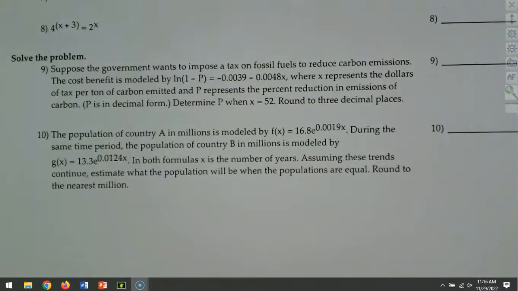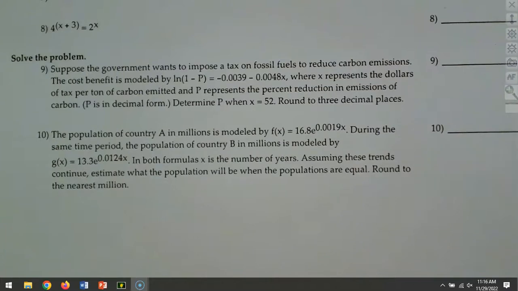Suppose the government wants to impose a tax on fossil fuels to reduce carbon emissions. The cost benefit is modeled by this equation: natural log of 1 minus P equals minus 0.0039 minus 0.0048x, where x represents the dollars of tax per ton of carbon, and P represents the percent reduction in emissions. P is going to be in decimal form. Determine P when x is 52.